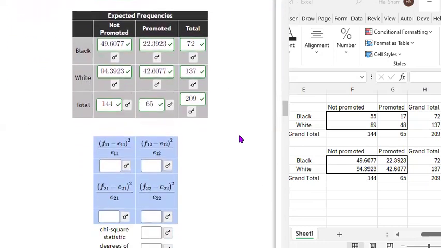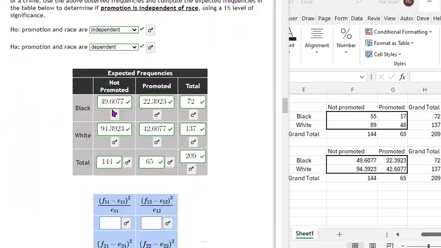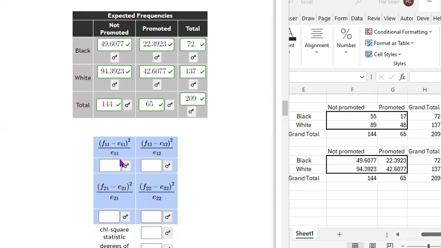Now to calculate the chi-square statistic, I need to subtract the expected frequency from the observed frequency for a column in a row, not promoted in black, for example. So this is not promoted and black, observed frequency, which would be 55, minus what we expect it to be, 49.6077, if the events are independent. And we square that and we divide by the expected frequency. So to calculate the chi-square statistic, I need to calculate 4 of those, one for each of these pairs.